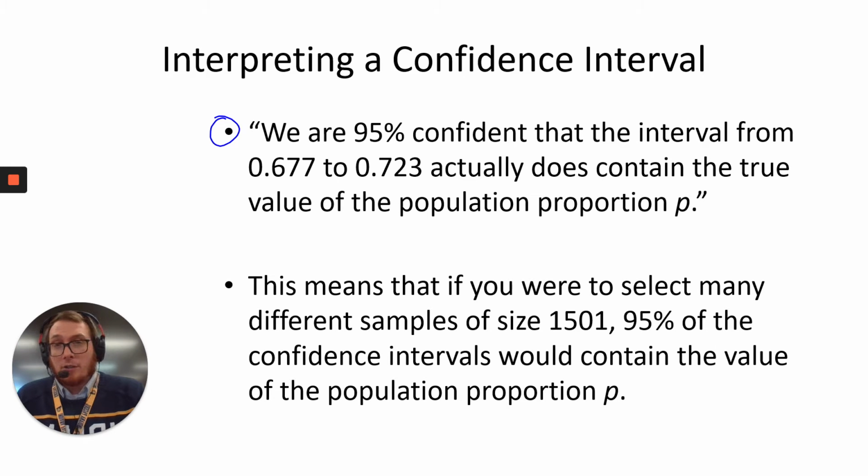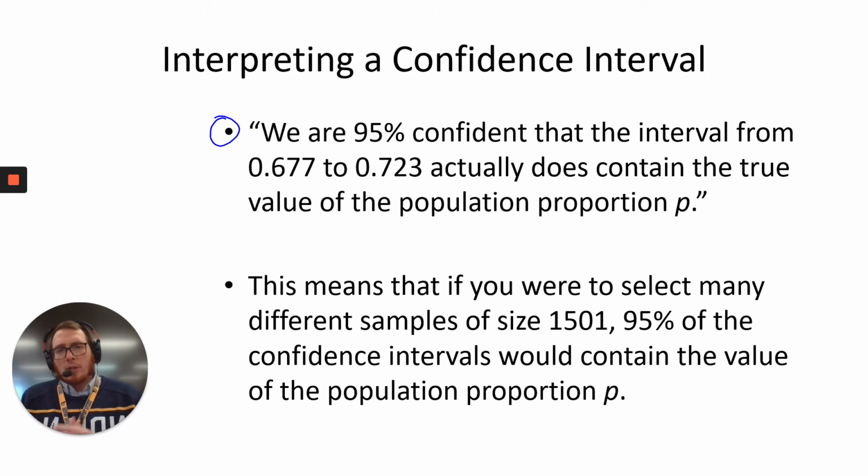First thing, though, we need to understand about confidence intervals is how to interpret them and write them. So for the example that we're looking at, we are 95% confident that the interval from 0.677 to 0.723 actually does contain the true value of the population proportion, which in this case is the proportion of people with brown hair. So we're 95% confident that the actual proportion of people with brown hair is between those 2 numbers. Now, we can't guarantee that because maybe our data is a little bit off. We don't know, but we're fairly confident, 95% confidence, it's in between those 2.